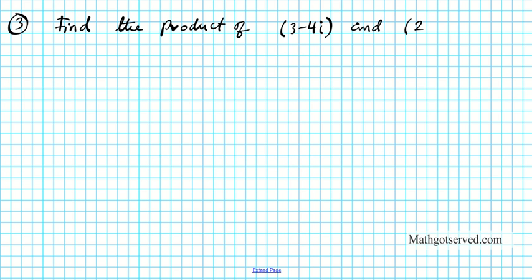Now we're going to try 2 more examples, one on product and the next on quotient. So let's do the product one first, or multiplying. Number 3, here we're going to find the product of 3 minus 4i and 2 minus 3i. Graph the result.